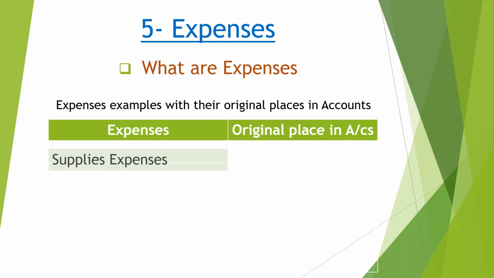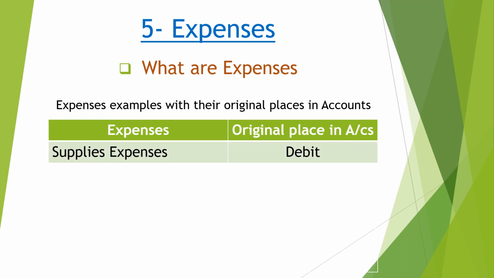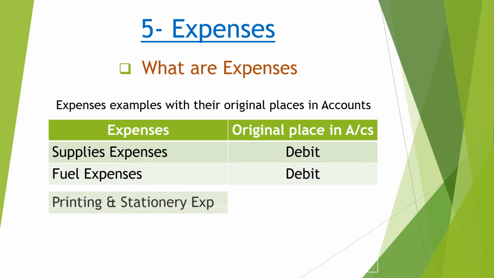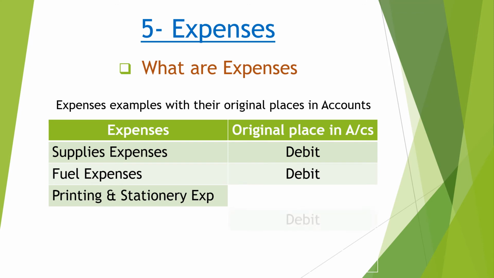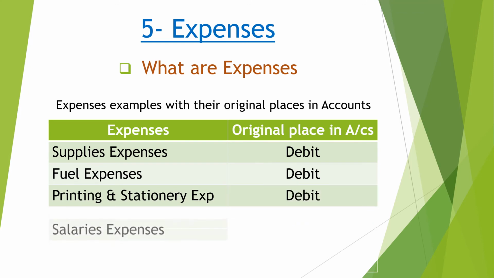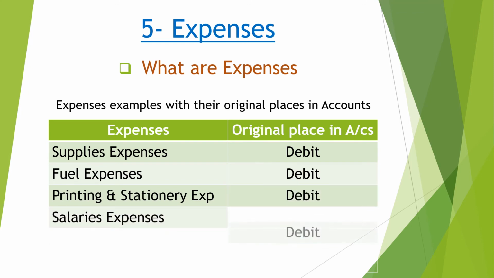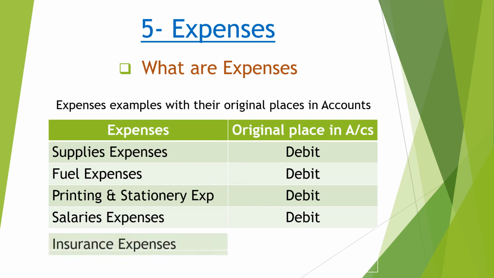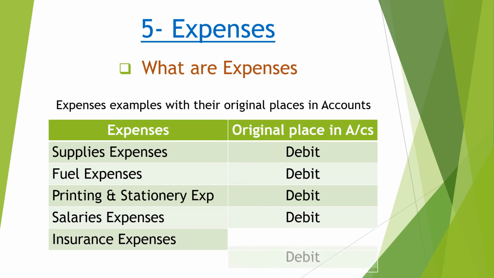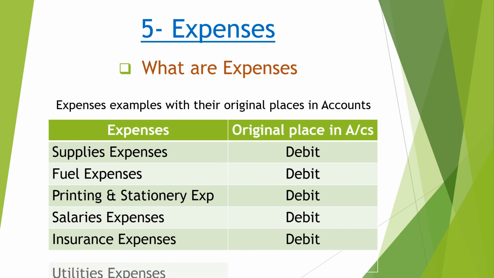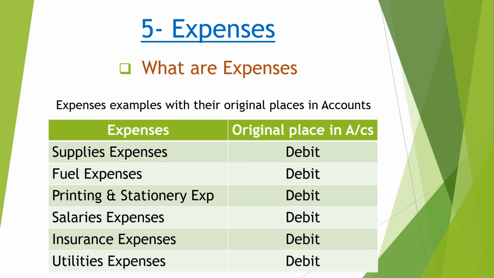The expenses are supplies expenses, original place is debit; fuel expenses, original place is debit; printing and stationery expenses, original place is debit; salaries expenses, original place is debit; insurance expenses, original place is debit; and utilities expenses, the original place is debit, and so on.